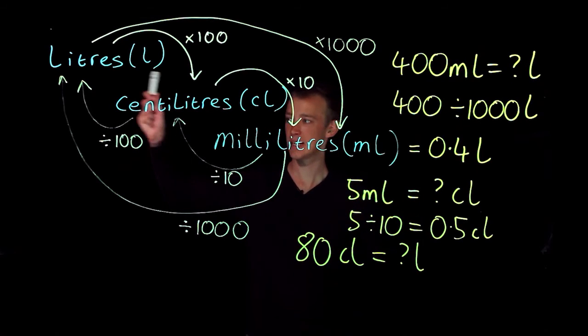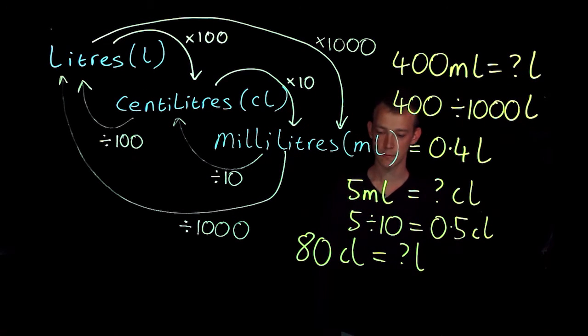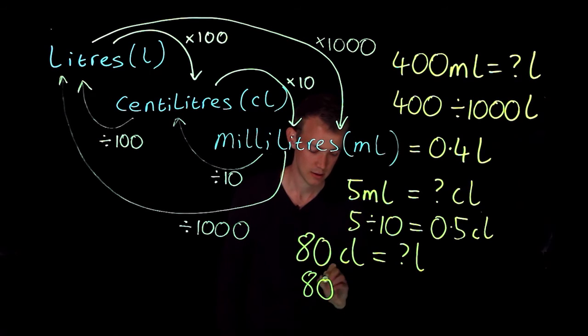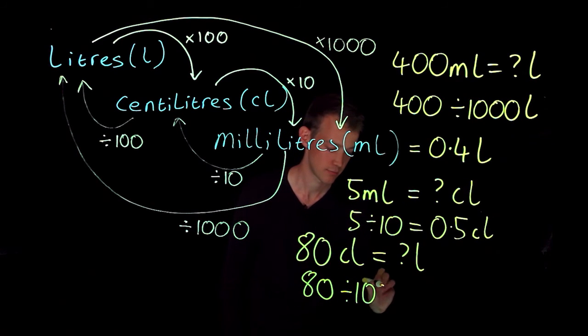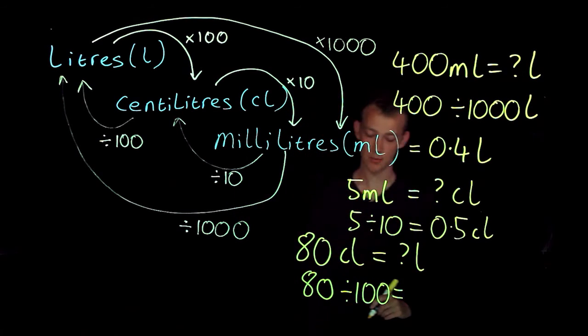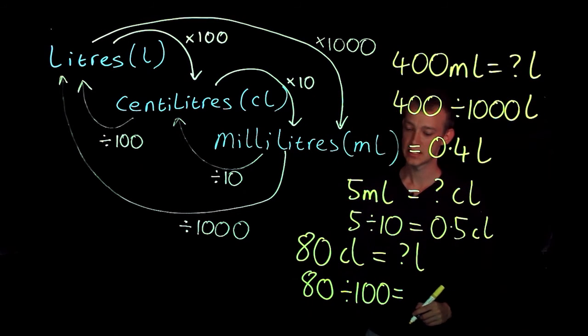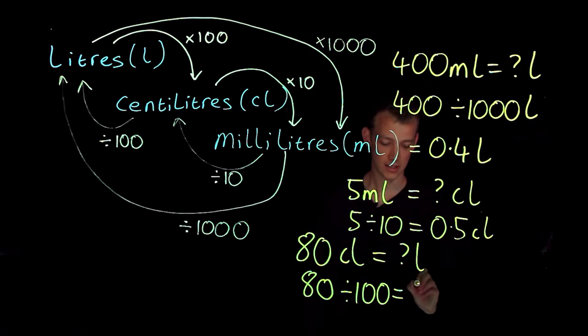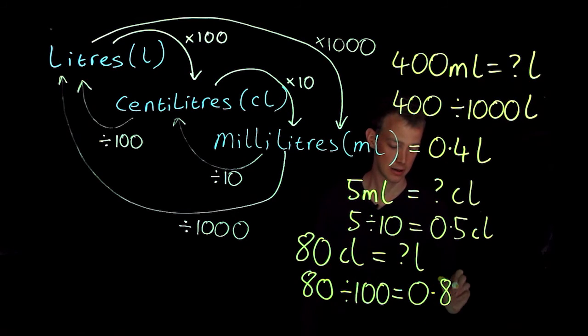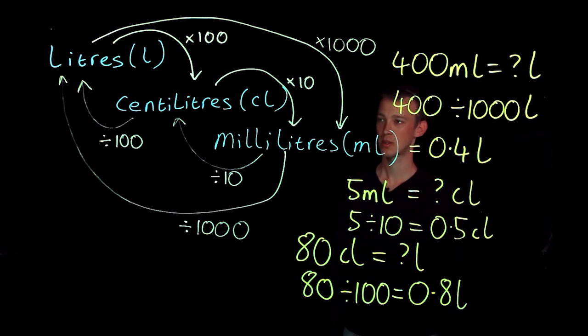Okay, 80 centilitres into litres is my last example. To get from centilitres into litres, I divide by 100. So I'm doing 80 divided by 100. 80 divided by 10 is 8. Divided by 10 again will make 0.8. And remember, my answer is in litres.